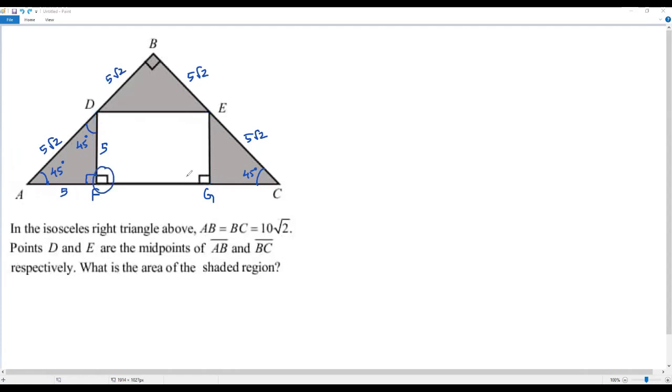And also here we have a right angle, here we have a right angle. Then this shape DEGF must be a rectangle. Since it's a rectangle, opposite sides are parallel and also equal. Already we know that DF is 5, then EG also must be the same length, 5.